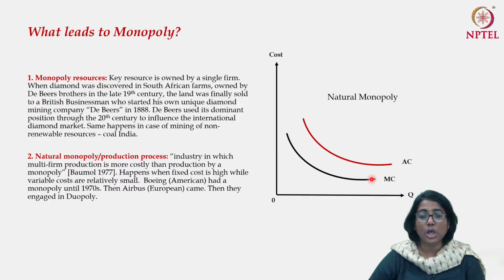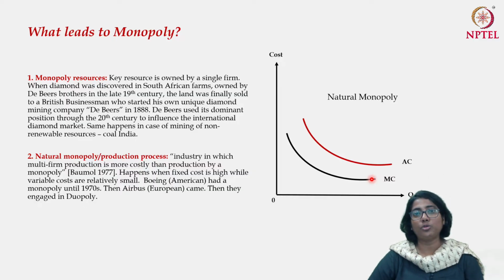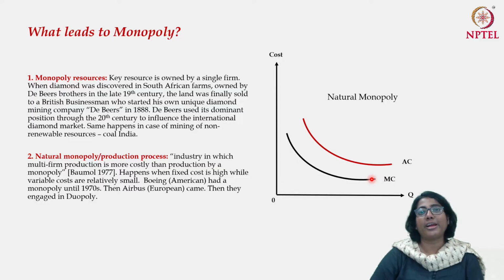Until the 1970s, you had to make a huge investment initially in order to be able to manufacture the aircraft. Once you make that investment, the variable cost is insignificant as compared to that. Now, after the 1970s, of course, it has changed. Now you have Airbus as well. So now they are engaged in more of an oligopolistic or duopolistic setup, but that's different.